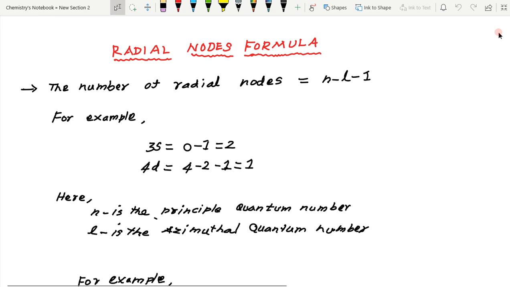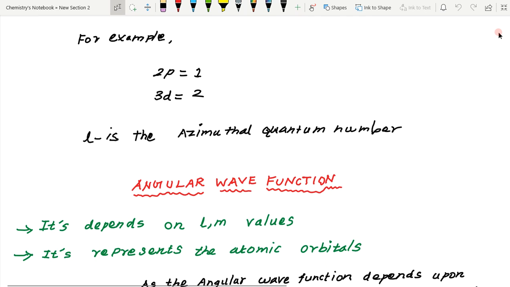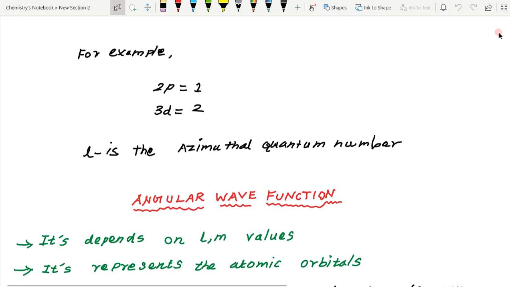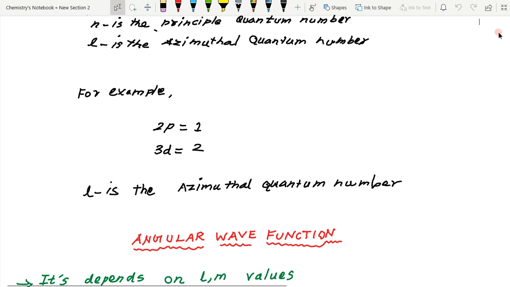Next, we will see one example. For 2p orbitals l equals 1, and for 3d orbitals l equals 2. Here l is the azimuthal quantum number.